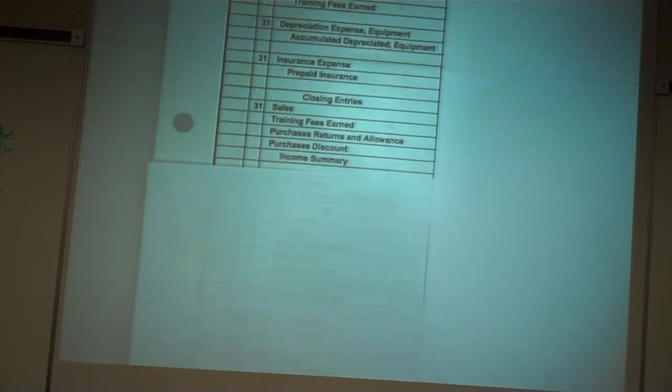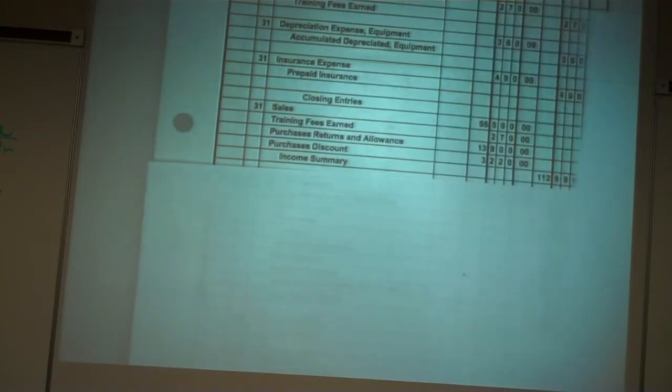It's $112,890, and that goes to the income summary. That's income summary. How many closing entries are there? 4. All of the accounts that have a credit balance, we're closing them with a debit. The accounts that have a debit balance, we're closing them with a credit.